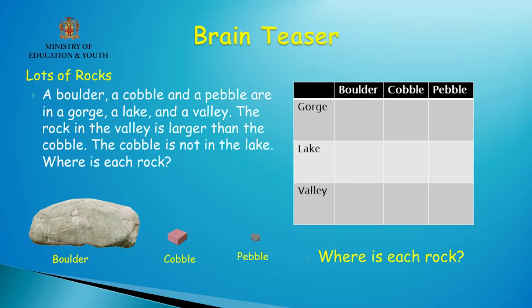So, this is our scenario. A boulder, a cobble, and a pebble are in a gorge, a lake, and a valley. Now listen carefully. The rock in the valley is larger than the cobble. The cobble is not in the lake. Question: where is each rock?